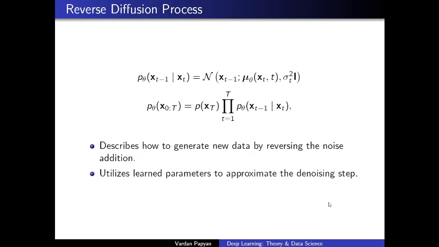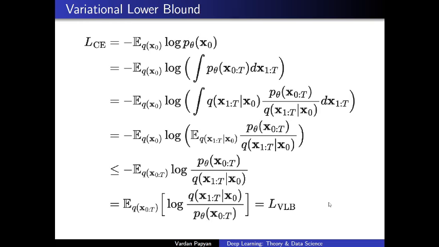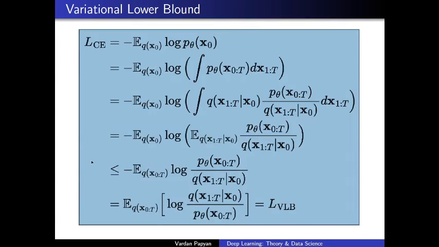And so the reverse diffusion process becomes these equations, and we want to reverse the noise addition process, and we want to utilize learned parameters to approximate the denoising step. Here we can see the cross entropy loss, which is this, and instead of p of theta of x0 we replace it with this integral, and then we add these two terms that if you multiply them it is 1, but we're adding them. Let's see what happens.